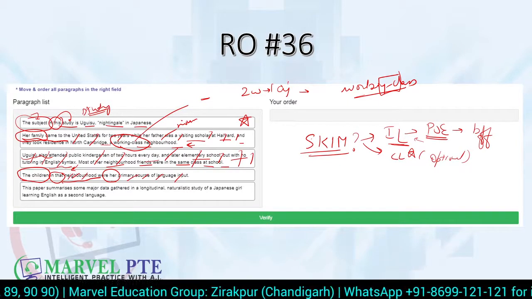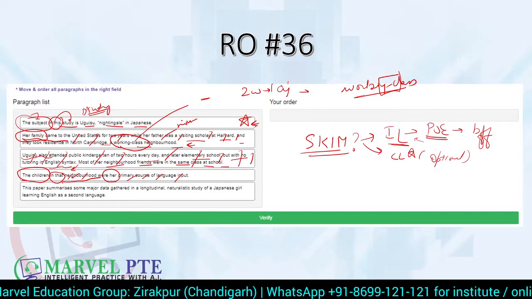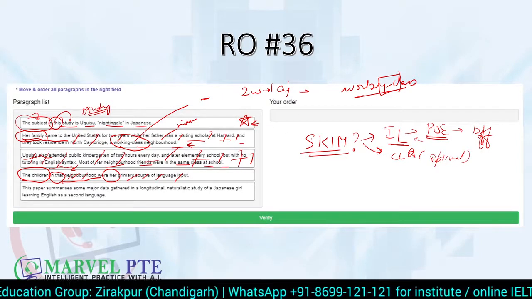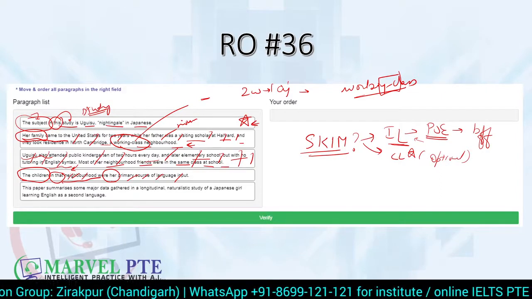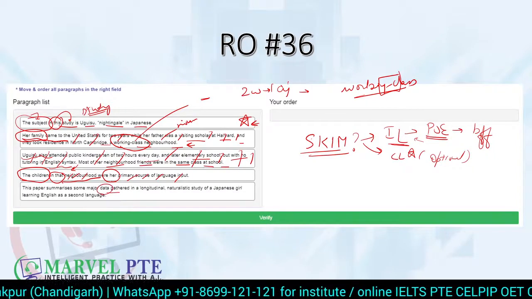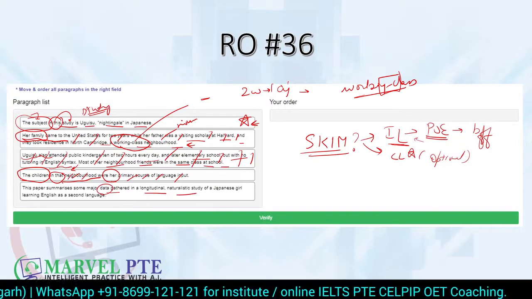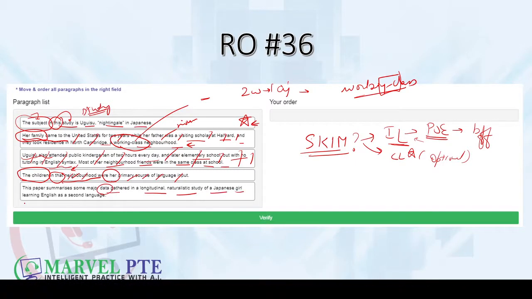Now let's see the last line. We have already one probable independent line over here, but it uses a pronoun. Okay, so now let's see the last line. This paper summarizes some major data gathered in a longitudinal naturalistic study of a Japanese girl learning English as a second language.